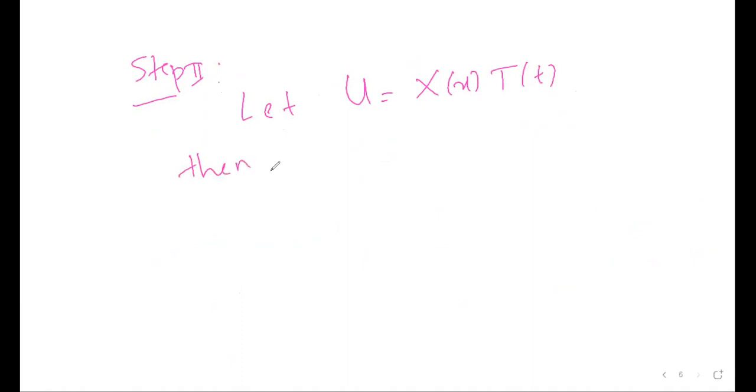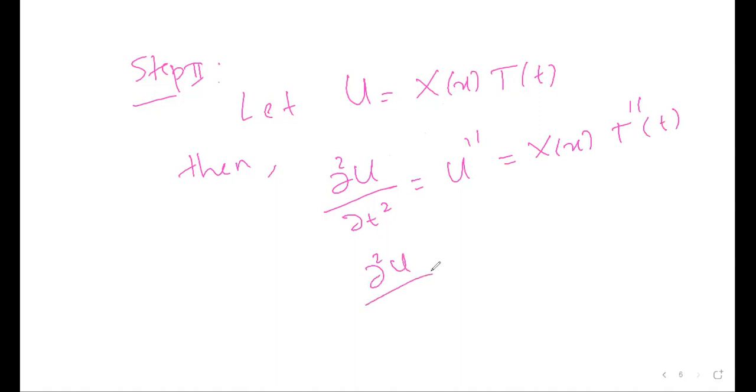Then see here what you'll get. For easiness, I'm writing the second derivative of u with respect to t as u double dash, which is equal to, what do you think? If you take the derivative two times with respect to t, x will count as a constant, so it won't change anything. So this will only change: X times T double dash.